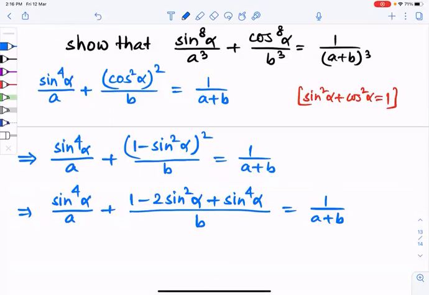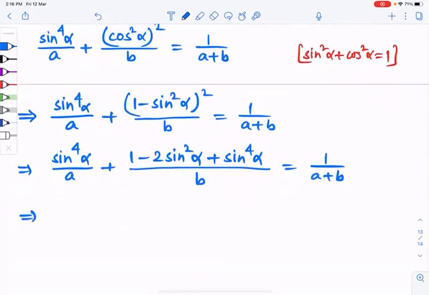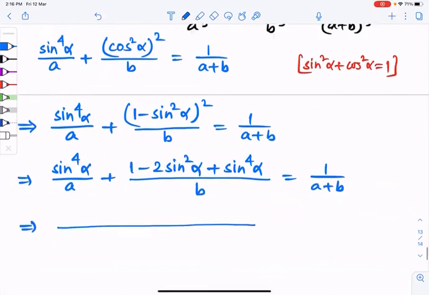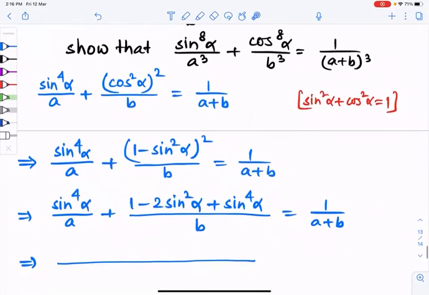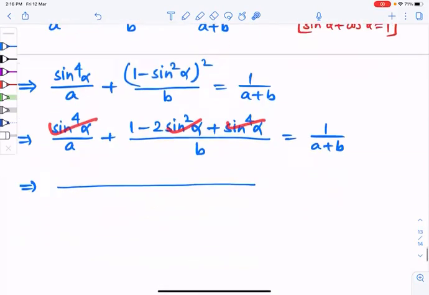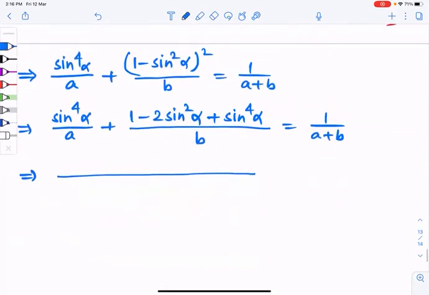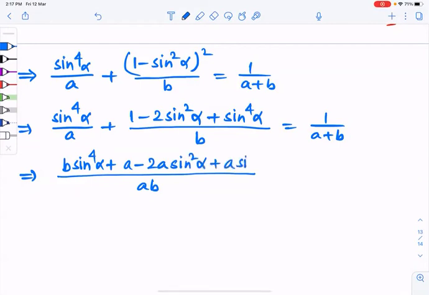Okay, now I will take LCM. See, I was having sine term as well as cos term in the question, but I have reduced both in terms of sine. There is no cos right now, all are in sine. It will be simpler to solve. LCM is AB, and I will get b sine power 4 alpha plus a minus 2a sine square alpha plus a sine power 4 alpha. That is by taking LCM, and right hand side will be as it is.